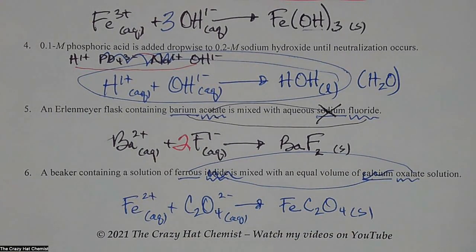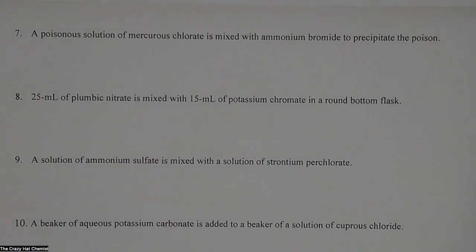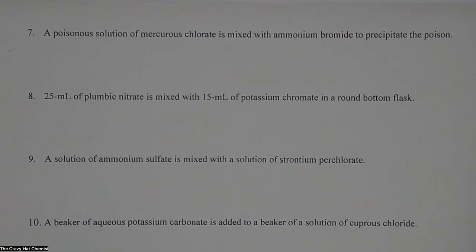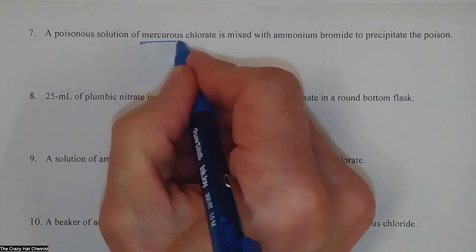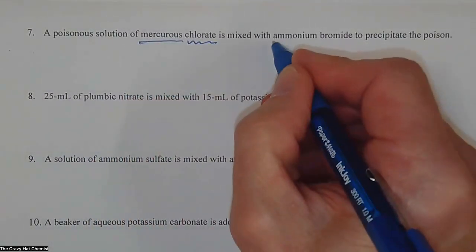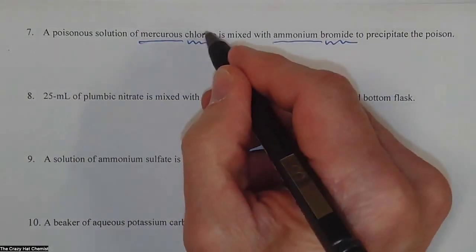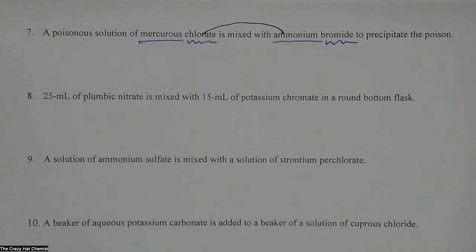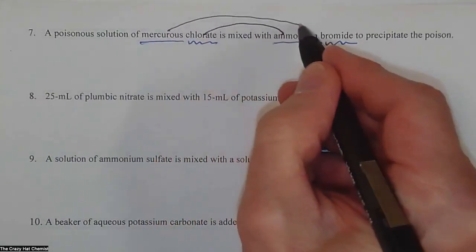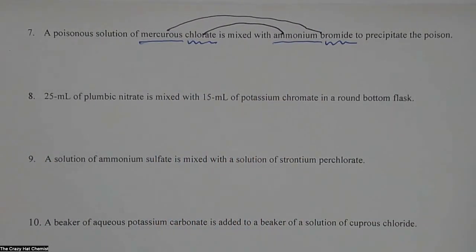I believe we have only four more to do, so hold on to your pens and pencils. Here it comes. One more piece of paper, and we will be done with this whole crazy thing. Okay, mercurous chlorate and ammonium bromide. So the chlorate and the ammonium are going to get together, and then the mercurous and the bromide are going to get together.